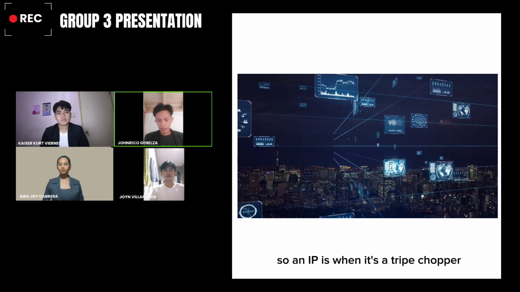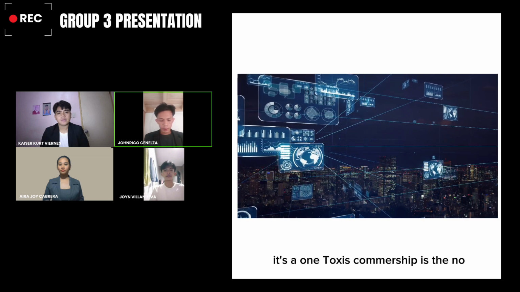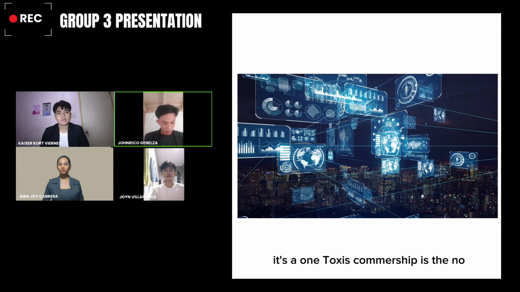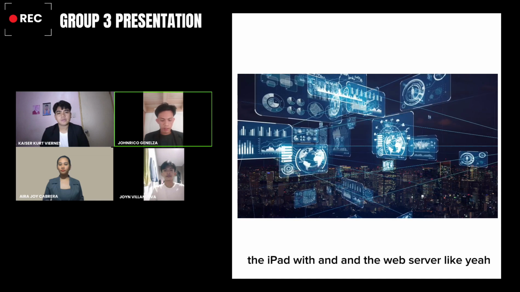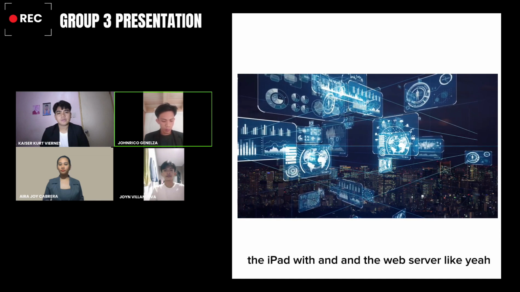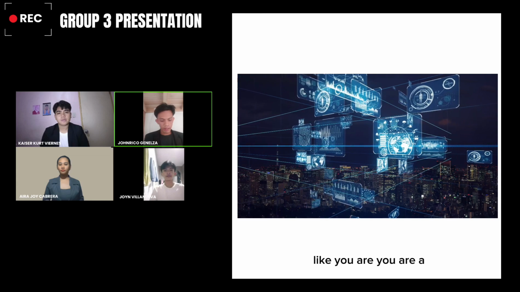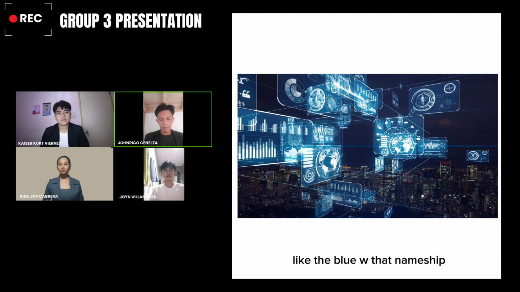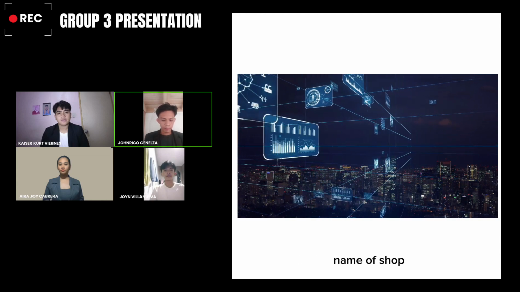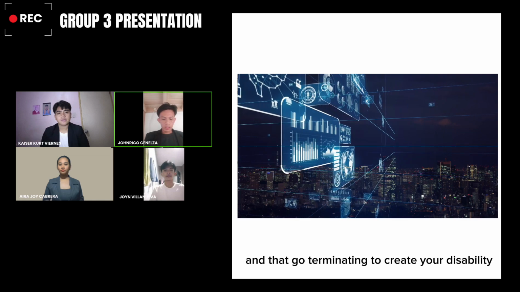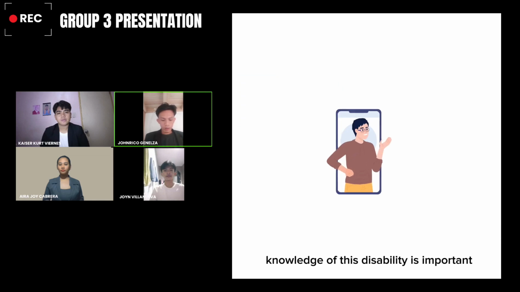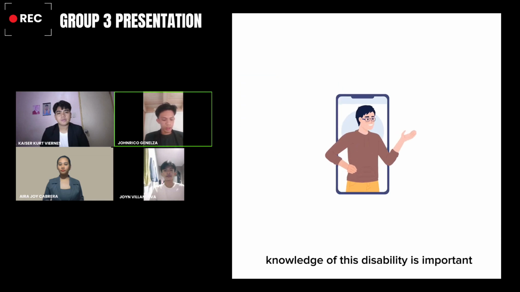So IP is when a shopper wants to access an e-commerce shop, it denotes the IP address and the web server, like a URL like www.nameofshop.com. Determining technological feasibility is important in e-business because, in order for us to avoid any problems along the way, we need to have a plan for possible problems.